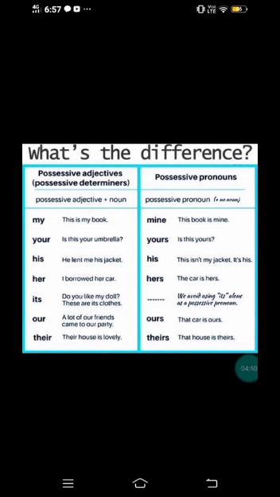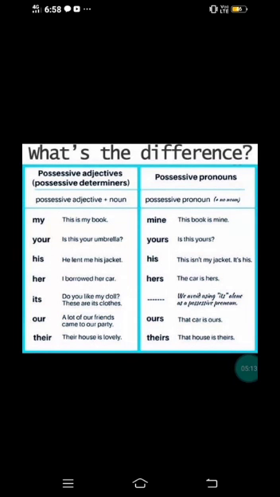A noun doesn't come after the possessive pronoun. Here, this book is mine. Even though book is a noun, it is not placed after the possessive pronoun mine, right? So just try to identify in this way. After the possessive pronoun, we don't have a noun.